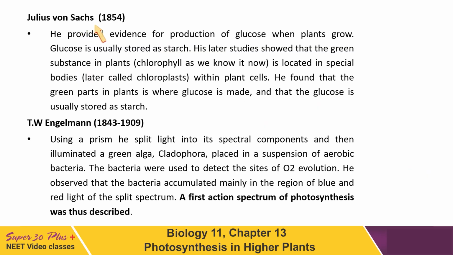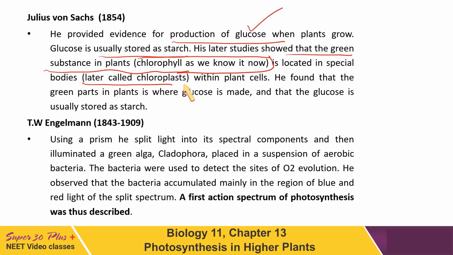Von Sachs, in 1854, provided evidence for the production of glucose when plants grow. Glucose is usually stored in the form of starch, and his studies showed that green substances are essential, that is, chlorophyll is essential. Now this green substance is identified as chlorophyll, which is located in the chloroplast. He told that glucose is formed, he told that chlorophyll is there, and that chlorophyll is present in the chloroplast. Is it?